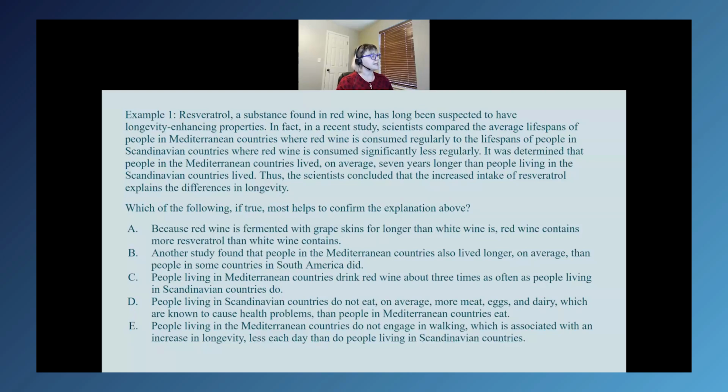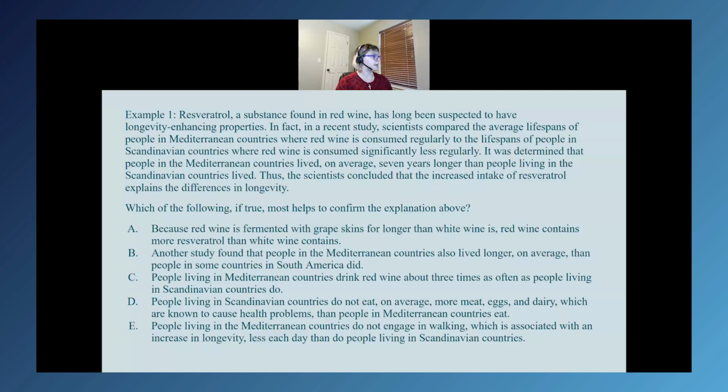D, people living in Scandinavian countries do not eat, on average, more meat, eggs, and dairy, which are known to cause health problems than people in Mediterranean countries eat. This choice is ruling out a potential other cause for the difference in longevity, and so it is strengthening the cause and effect relationship in that way. It's saying, hey, it could have been this other thing, but in this case it's not. We're ruling it out, thus our cause is more likely.